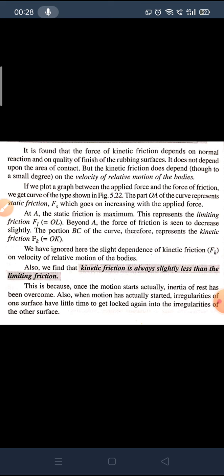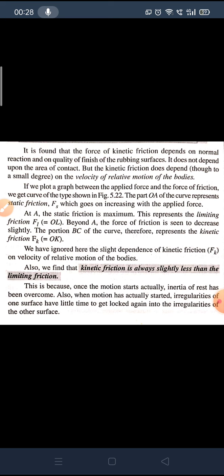It is found that the force of kinetic friction depends on the normal reaction and on the quality of finish of the rubbing surfaces. It does not depend upon the area of contact, but the kinetic friction does depend, though to a small degree, on the velocities of relative motion of the bodies.